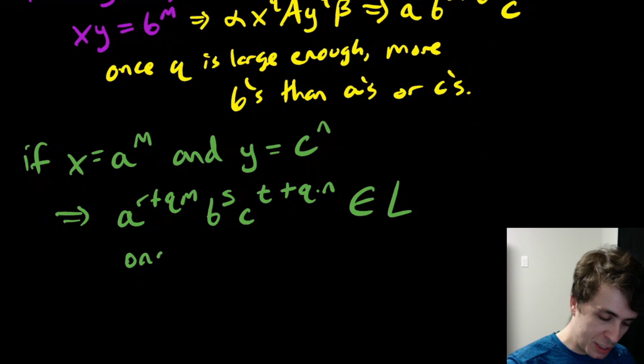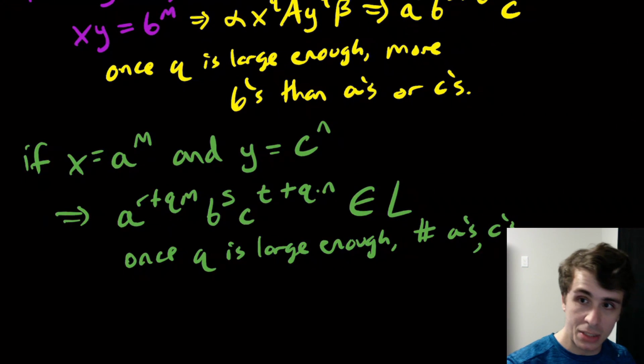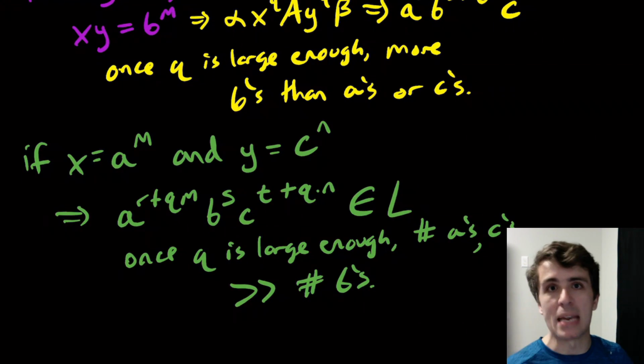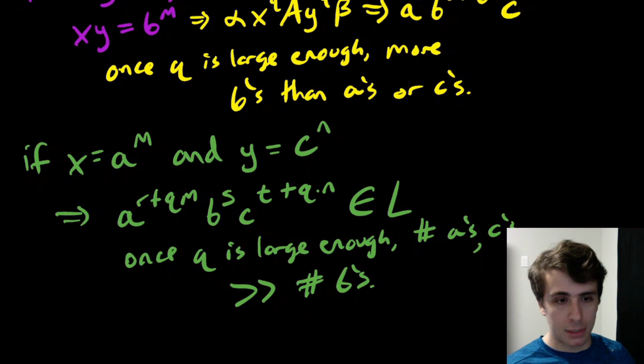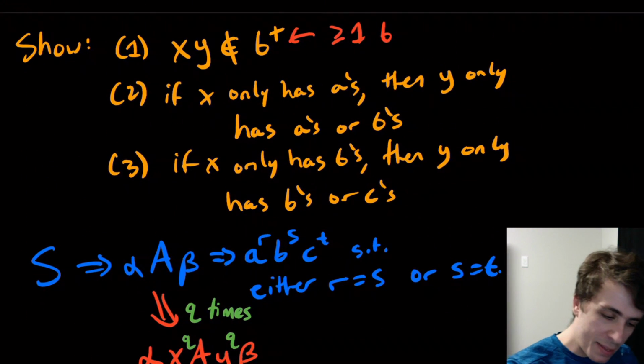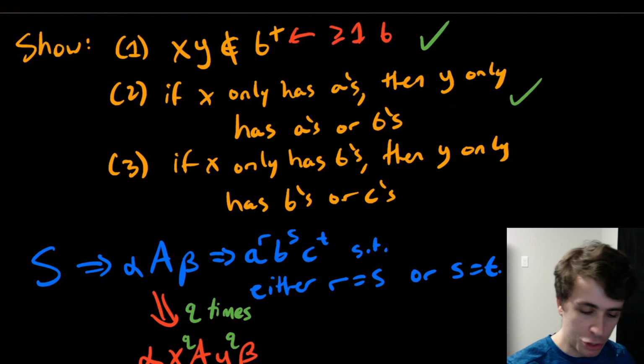So once again, if Q is large enough, then the number of A's and C's are going to be much, much bigger than the number of B's. And so therefore it can't be equal. Okay, so what do we get here? We got that 1 was true, 2 is true, because we assumed that it wasn't.